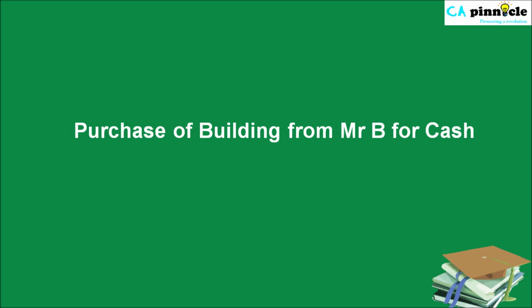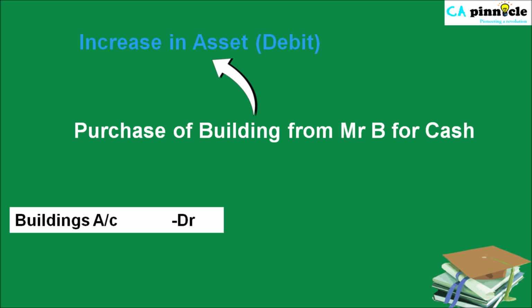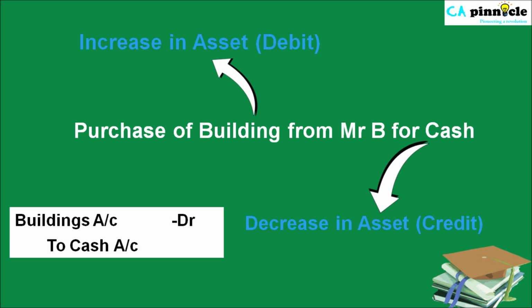Let's consider a simple example where we purchase a building from Mr. B for cash. Purchase of a building results in increase in asset and hence we must debit building's account. We have purchased the building for cash, which has resulted in decrease in asset and therefore we must credit cash account.